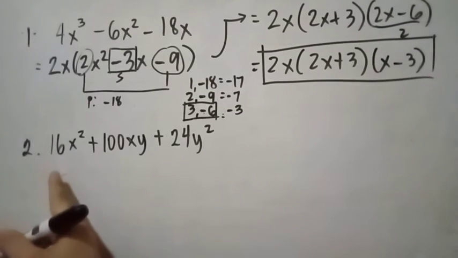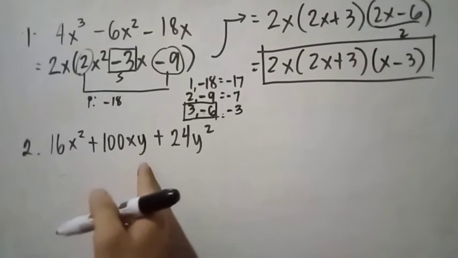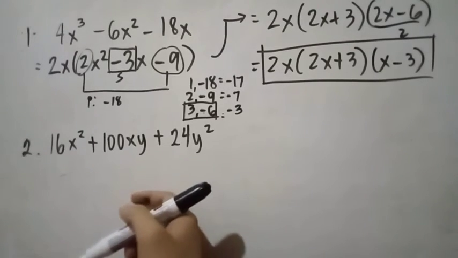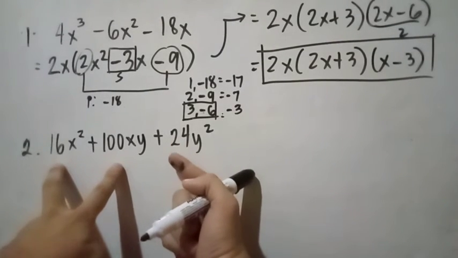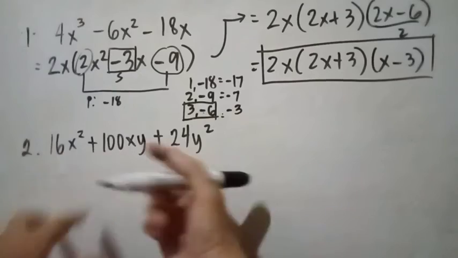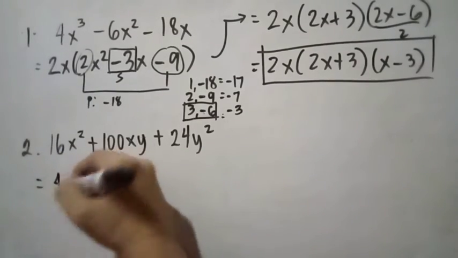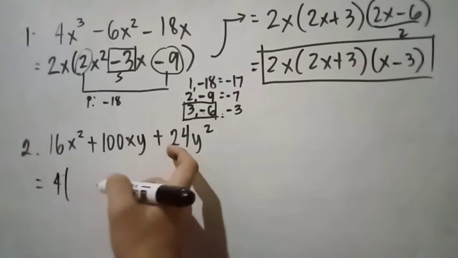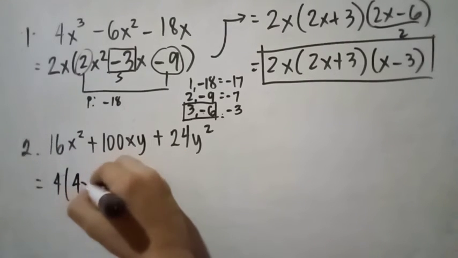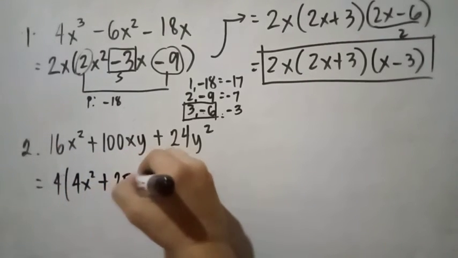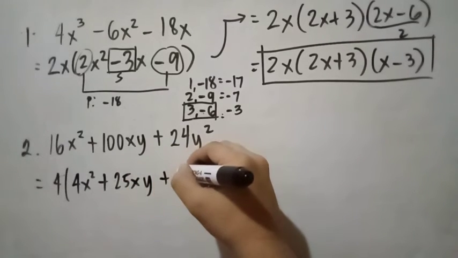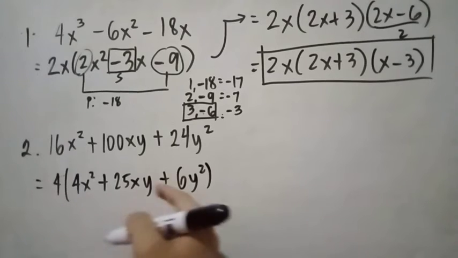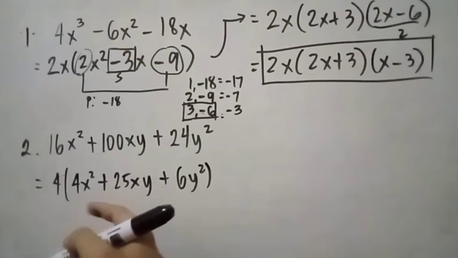Next, number 2. 16x squared plus 100xy plus 24y squared. So, kung i-observe mo ng maigi, meron tayong makukuhang common factors ng tatlong terms. And that is 4. So, 4 lang, no? Walang variable. Okay. And then, i-divide natin lahat sa 4. So that we have 4x squared plus 25xy plus 6y squared. And meron na tayong trinomial na ifa-factor, no?